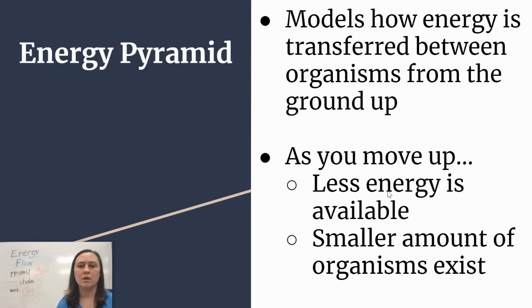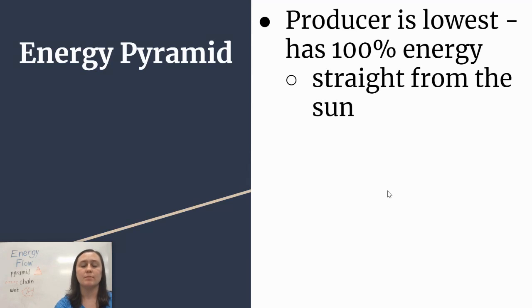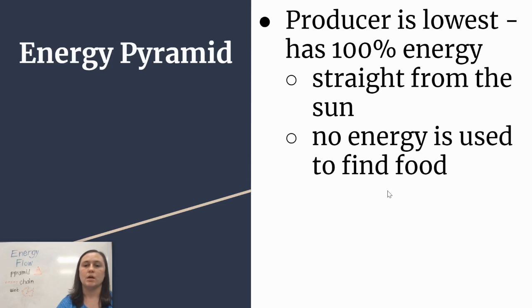That's the biggest number of organisms, and that's where the most energy is found. 100%, we'll say. So the producer is the lowest. It has 100% energy because that comes straight from the sun, and no energy is used to find food. That's really important. Think about producers. We said in the last set of notes that they just sort of say, "Oh, I'm hungry. All right, I've made some sugar. I'm good." They don't have to go out and search for food. So they don't have to expend any energy, even getting up and walking to the kitchen and saying, "Hey, mom, make me a sandwich." They're just there. They get their energy straight from the sun.